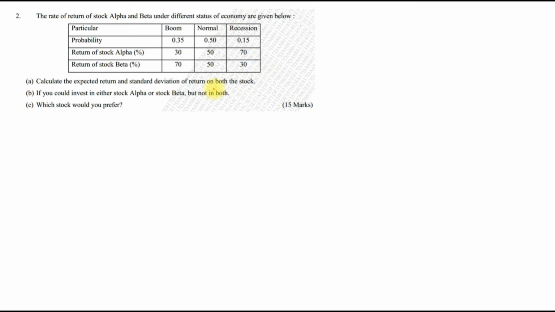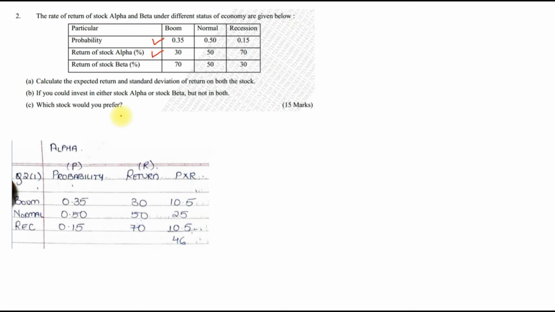So they have given you a case study kind of sum. First, we need to find the expected return. First we'll do it for alpha and then for beta. For expected return you need only two things: probability and return. So the first three columns for alpha will be the period: boom, normal and recession. Then the probabilities 0.35, 0.50 and 0.15, and then the returns 30, 50 and 70.